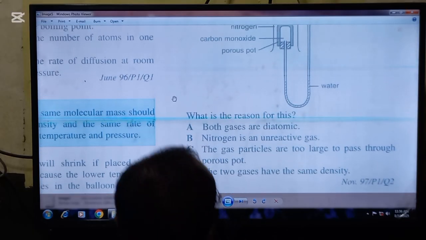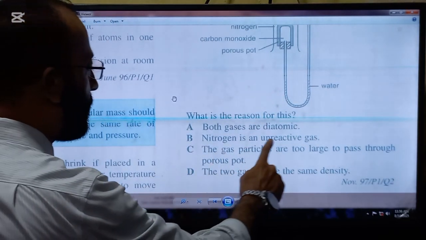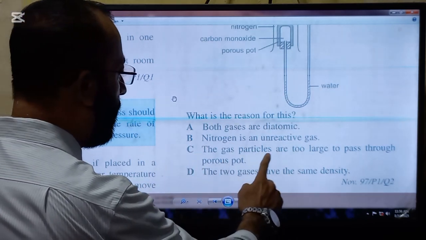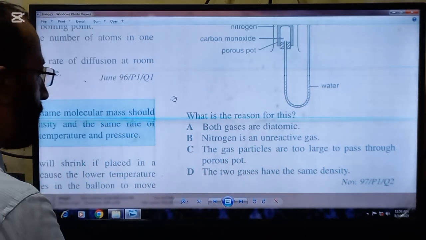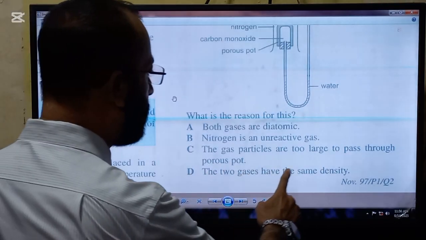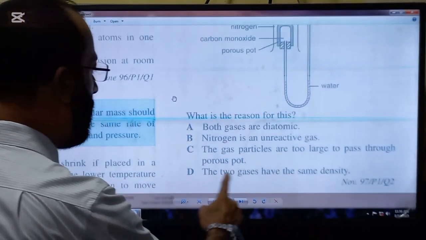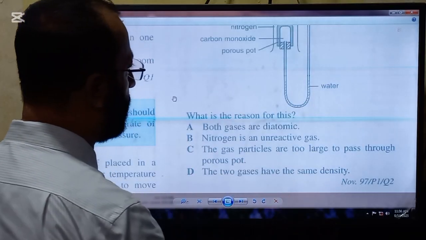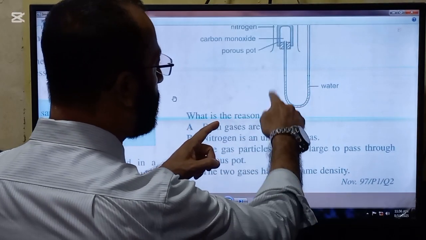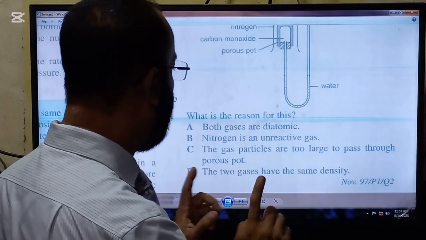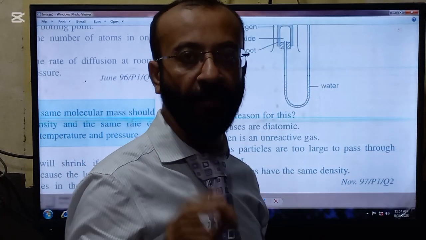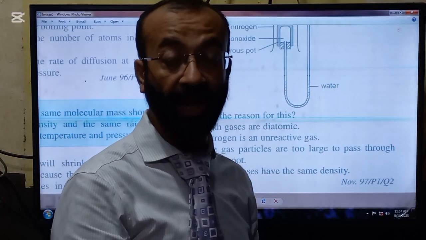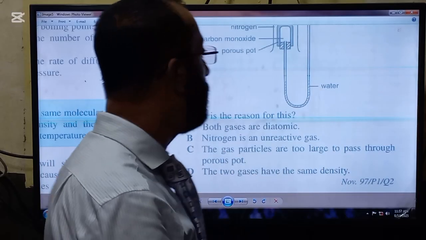And the options are: A, both gases are diatomic; B, nitrogen is an unreactive gas; C, the gas particles are too large to pass through the porous pot; and D, the two gases have the same density. So if the water level does not change, they will have the same density, and for having the same density, their relative molecular mass should be equal.